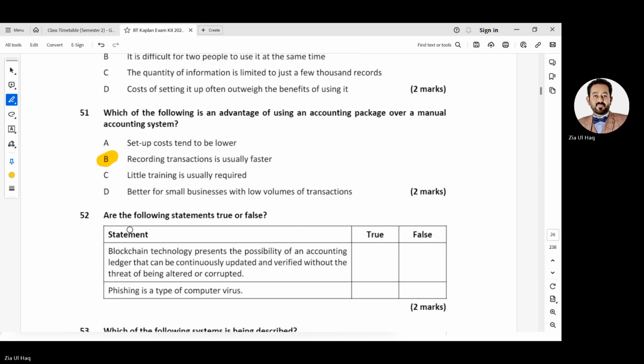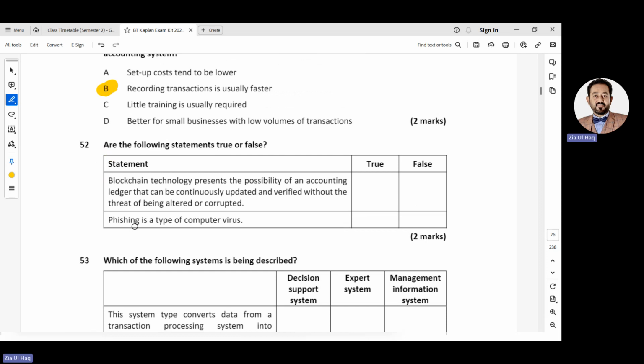52. Blockchain technology presents the possibility of an accounting ledger that can be continuously updated and verified without the threat of being altered. Yes, data can be created into different computers and that cannot be altered afterward. Phishing is a type of computer virus. No, this is a email.